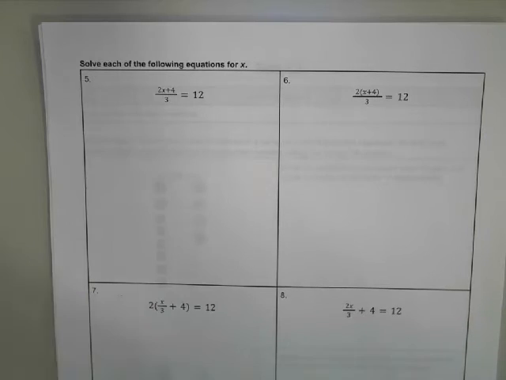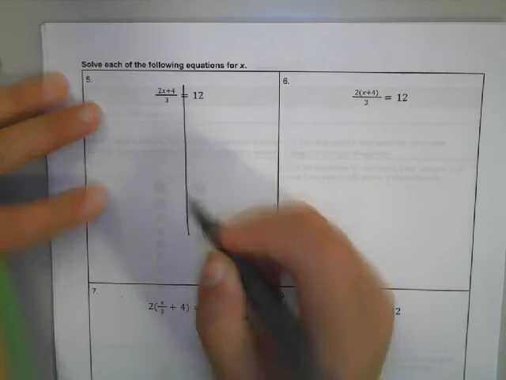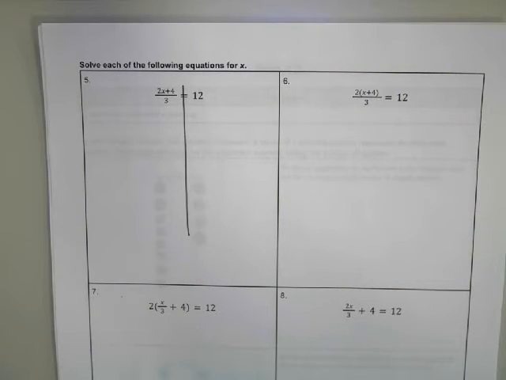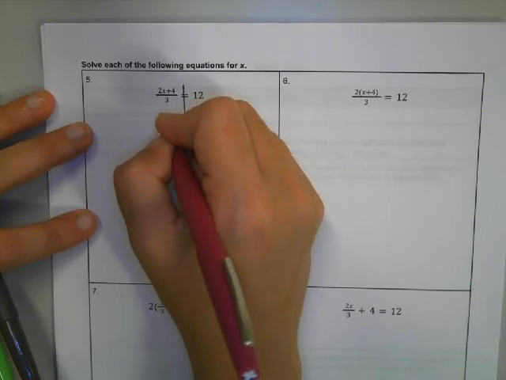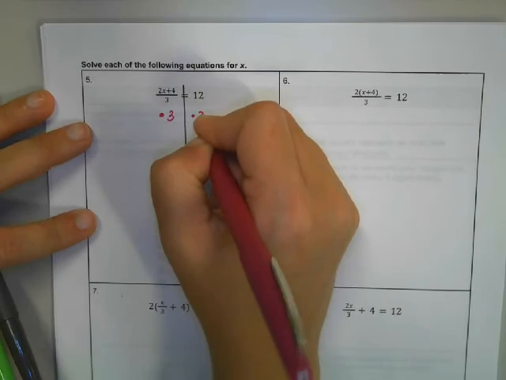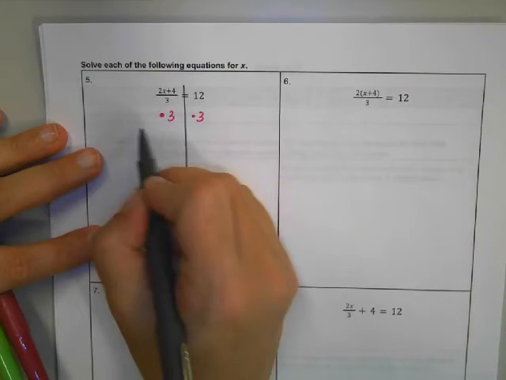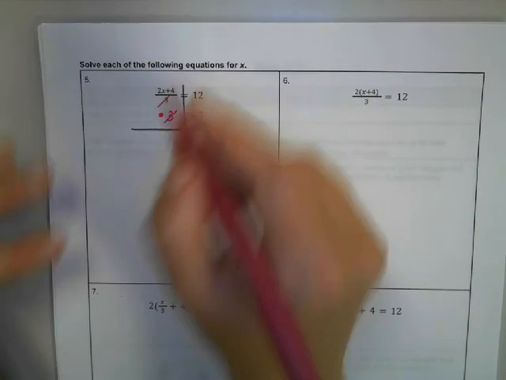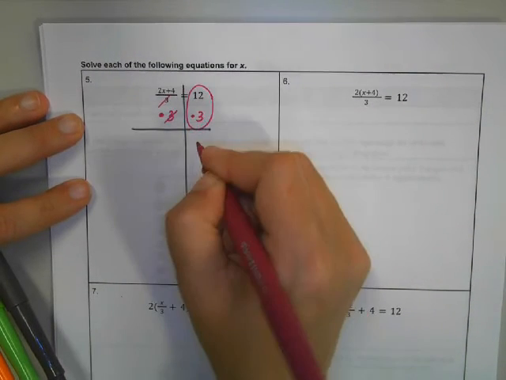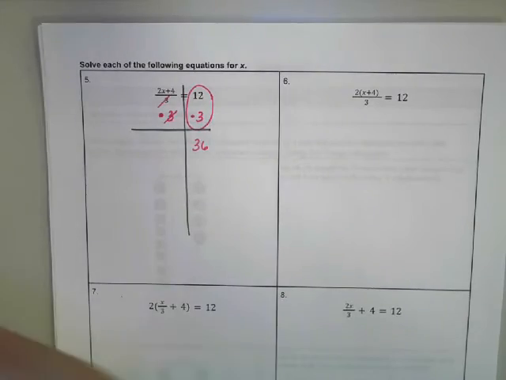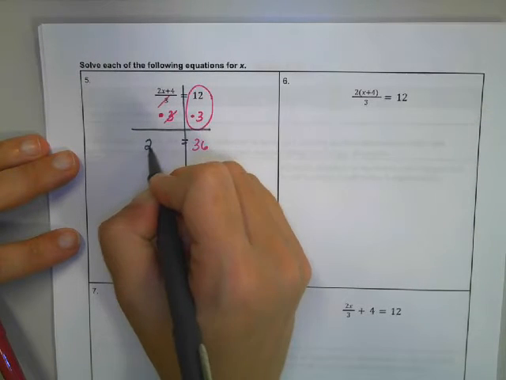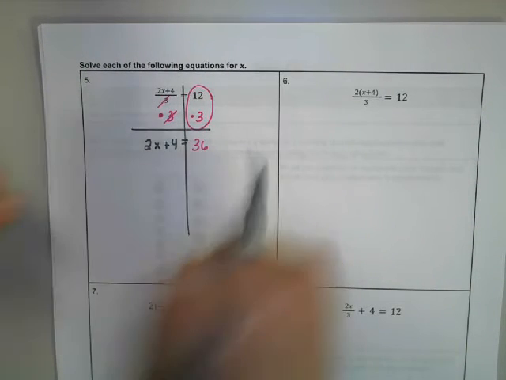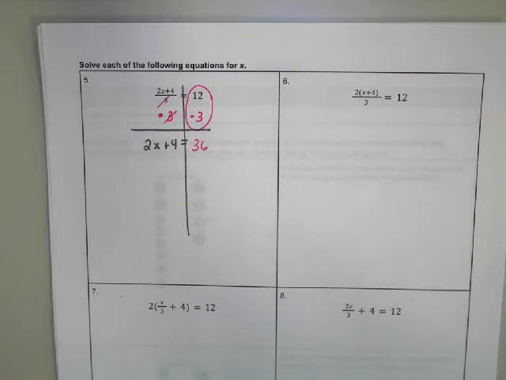In problem number 5, again, my goal is to get x by itself. So because the left-hand side is one big fraction, I'm going to just multiply by 3 on both sides in order to get the 3 to cancel, so it's not a big fraction anymore. 12 times 3 is 36. Now I'm just going to drop down the 2x plus 4. And then this is an equation that we already learned how to solve before.